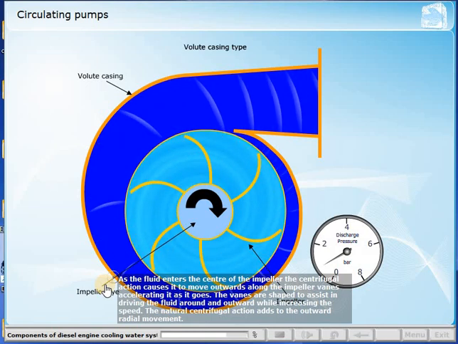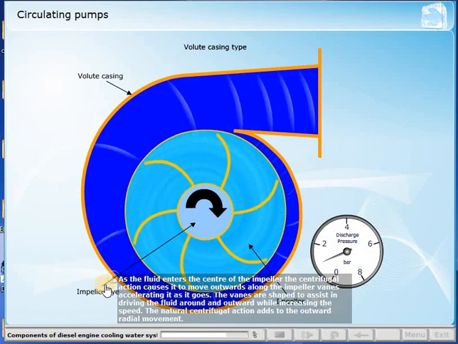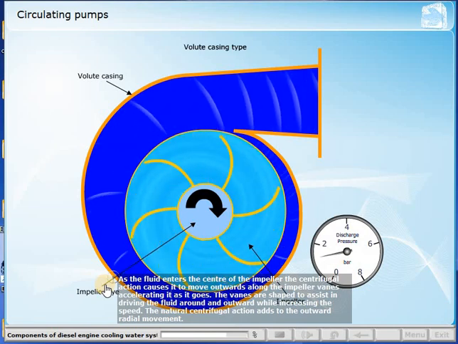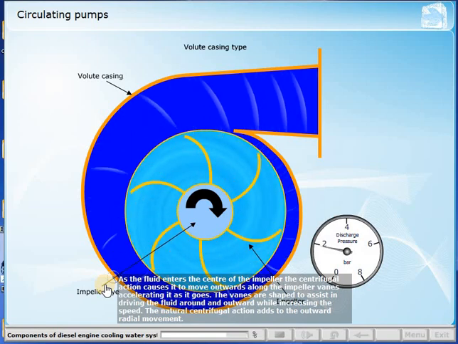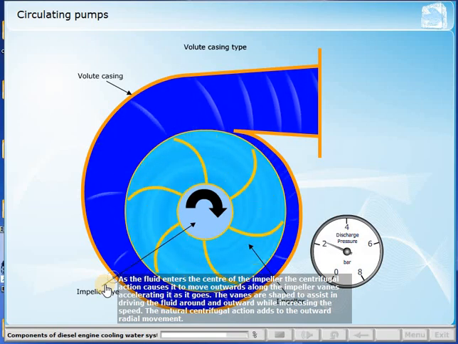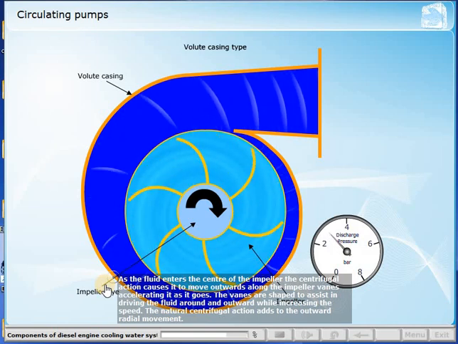As the fluid enters the center of the impeller, the centrifugal action causes it to move outwards along the impeller vanes, accelerating it as it goes. The vanes are shaped to assist in driving the fluid around and outward while increasing the speed. The natural centrifugal action adds to the outward radial movement.